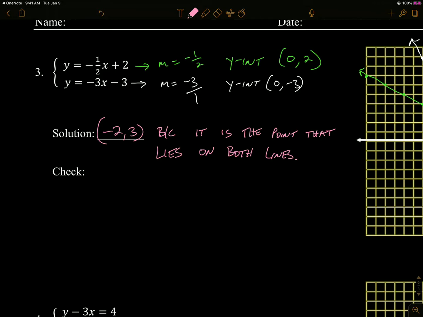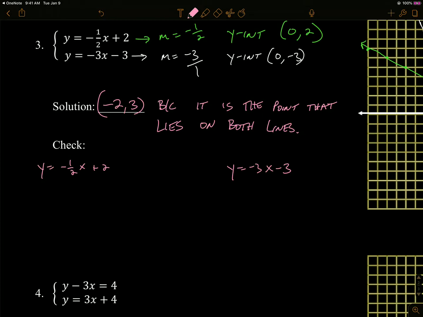We can check by taking each equation, y equals -1/2 x plus 2 and y equals -3x minus 3, and see if the point satisfies each equation. So remember, this is my x and this is my y. So 3 goes in for y, -2 goes in for x. So 3 equals -1/2 times -2, which equals 1. And then I add my 2. I get 3 equals 3. So check. The solution satisfies the first equation.